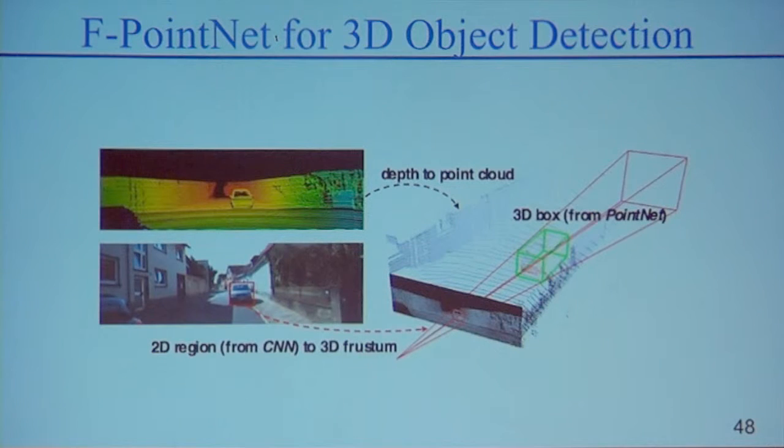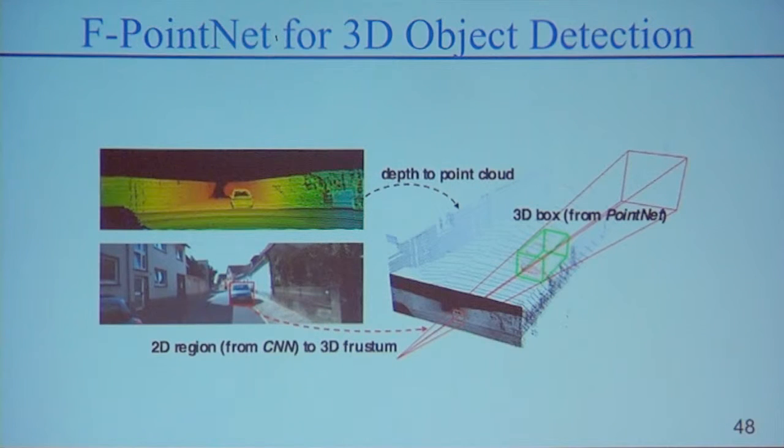So now I'd like to move over to a very recent work from Stanford, which is a very interesting way of doing 3D detection. Essentially, we first do 2D detection, right? Because 2D detection is very mature. So we get 2D detections, and for each of these 2D detections, because we have the camera projection matrix, we can look at the frustum of each 2D detection.